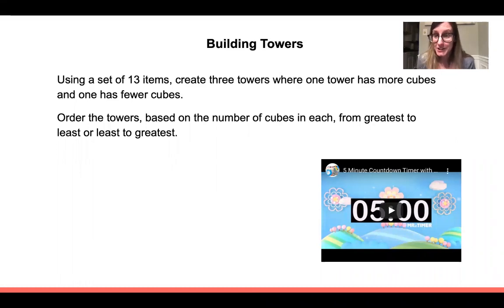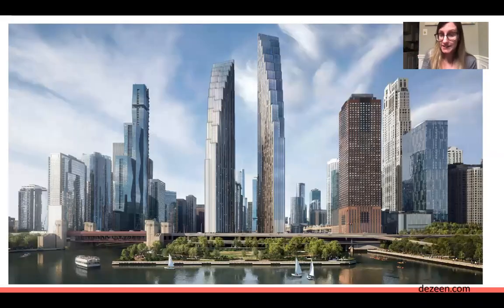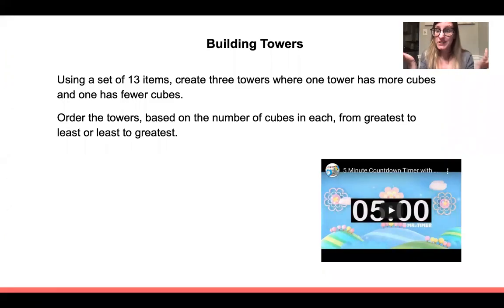Yes, your job is to create 3 towers. You're making a city just like this one, but yours has 3 towers, and they're all different sizes. And one must have more, and one must have fewer in your 3 towers. And you're going to put them in order. I'm going to give you 5 minutes to do that, and then we're going to look at some ideas of what other students have done and think about how yours is the same or different. Are you ready? Go ahead and take 5 minutes and create 3 different towers.